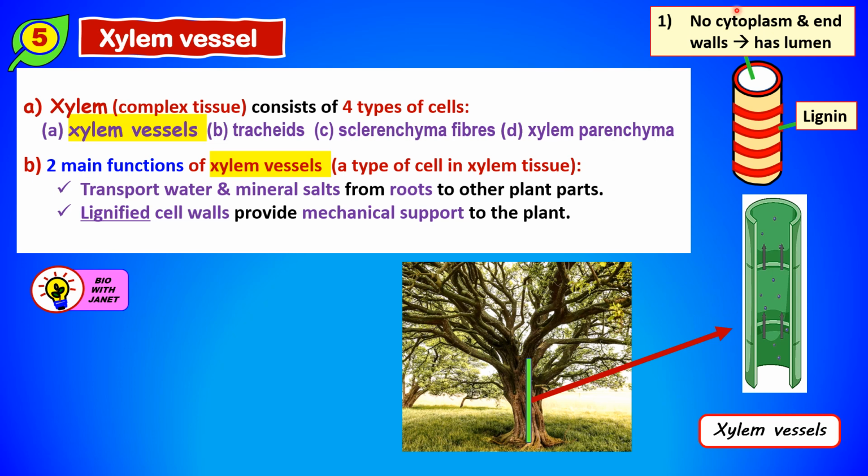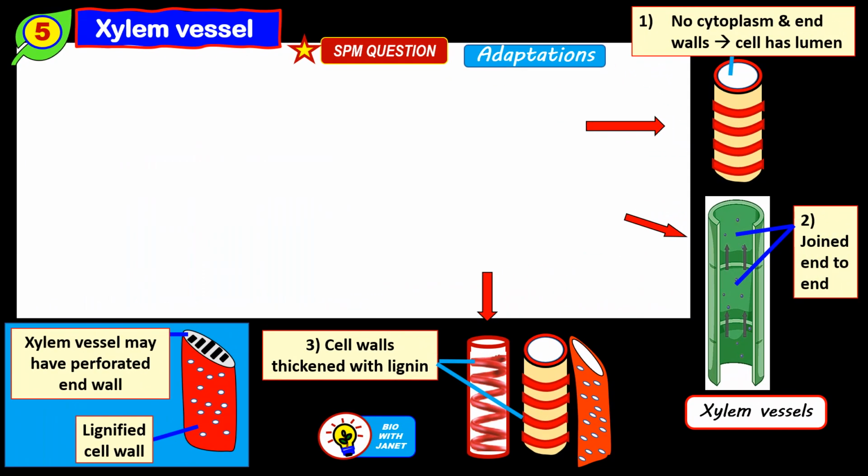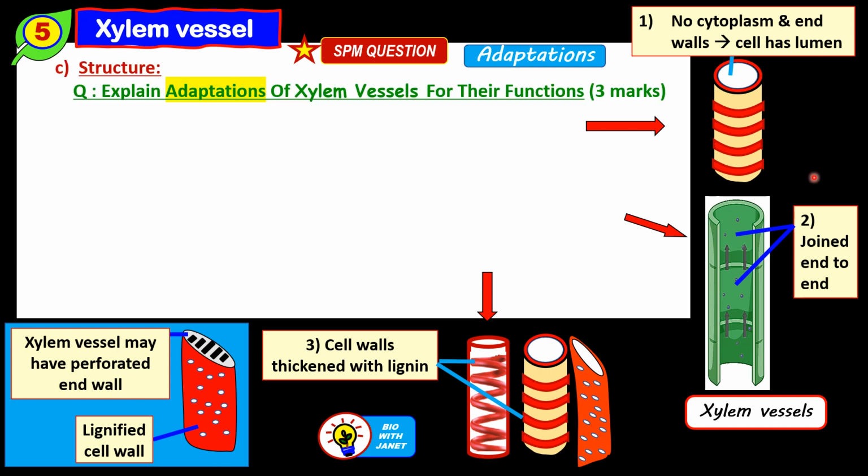let's find out more about the adaptations of the xylem vessel. So let's look at the adaptations of the xylem vessels for their functions. Now this is a very common and popular question in the SPM. Explain adaptations of xylem vessels for their functions. 3 marks. Alright. So how are the xylem vessels adapted or suited to carry out their functions, which is to transport water and mineral salts and also to provide support to the plant, right? So this is the way we can write it.